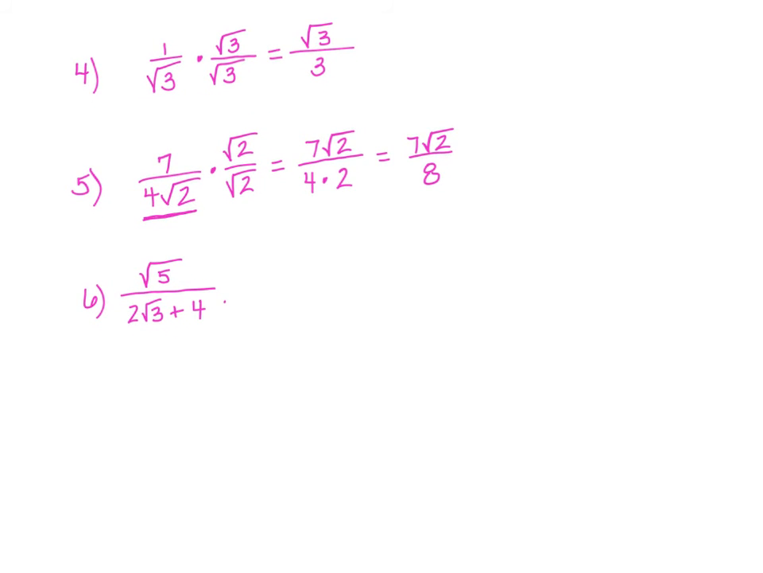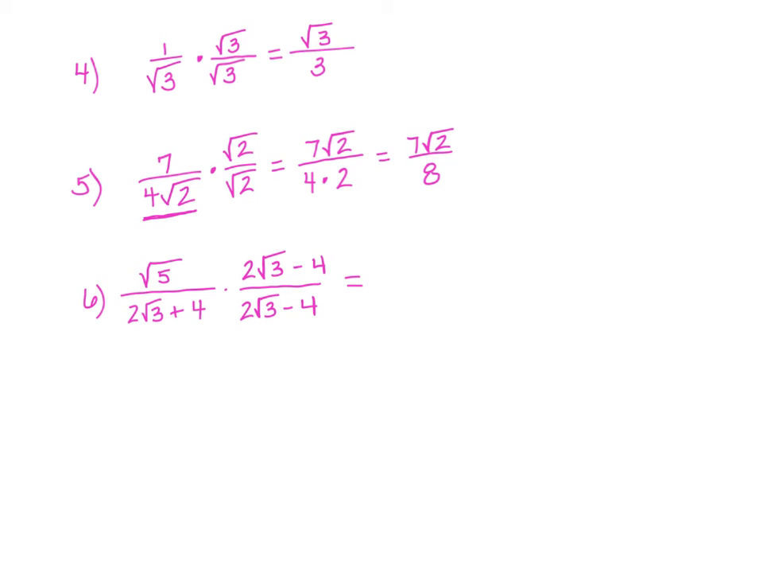So what you're going to have to do here is multiply by the conjugate of 2 radical 3 plus 4. And the conjugate of that is going to be 2 radical 3 minus 4. So 2 radical 3 minus 4. And I'm going to multiply the top by that also, 2 radical 3 minus 4. Now, let's see what happens here.